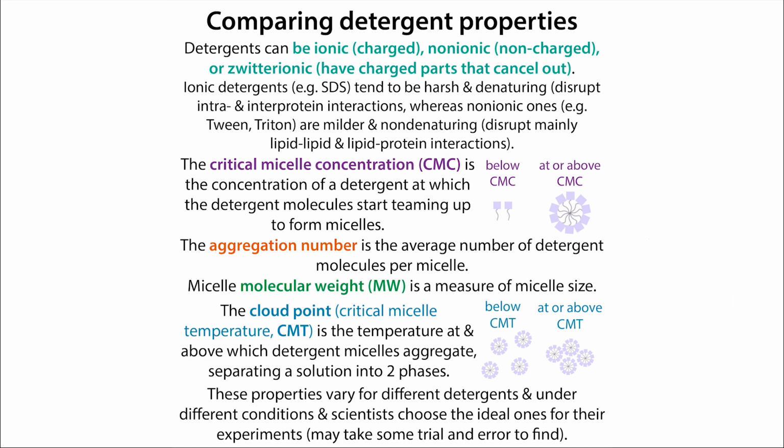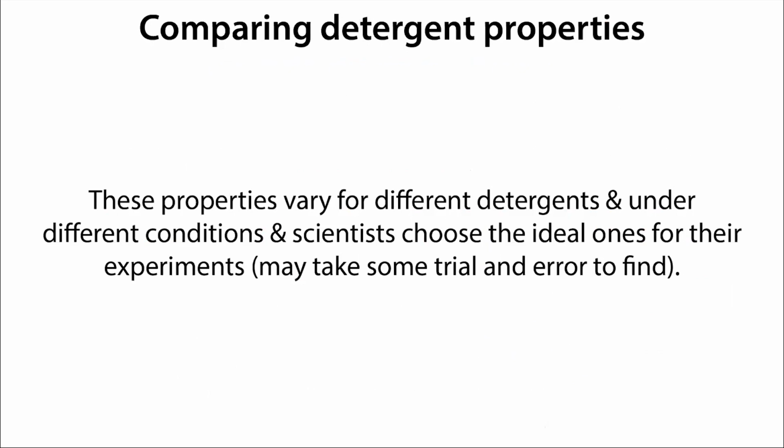So now let's go into a little more detail about how you can choose based on other properties. And before you get too scared away by this slide, we're going to go into them one by one, but I just wanted to give you an overview of some of the things that we're going to be looking at. And each of these properties is going to vary for different detergents and under different conditions. So things like temperature, pH, all of that different stuff is going to affect these. And then you have to choose which one's going to be best for your experiment, which again might take some trial and error to find out. And your best bet is to start with a published protocol if available.